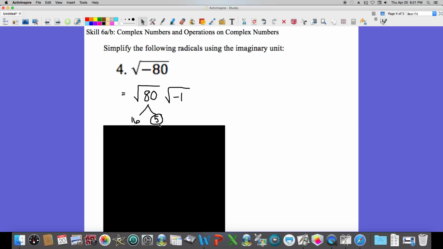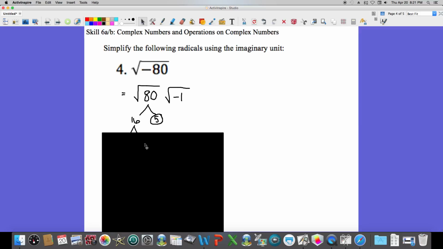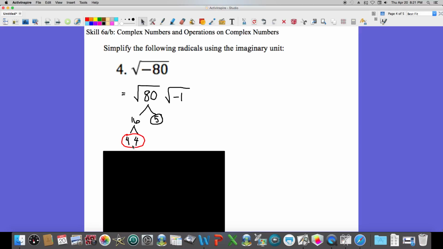So I wrote it down. 5 times 16. Circled the 5 because it's a prime number. I'm not going to be able to break that down any further. 16 is 4 times 4, and I found a pair. That's what I'm looking for when I take a square root. If I have a pair, then one of these factors, I always jokingly say that it escapes the radical, that it goes outside of this radical.